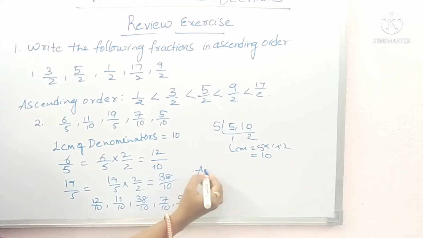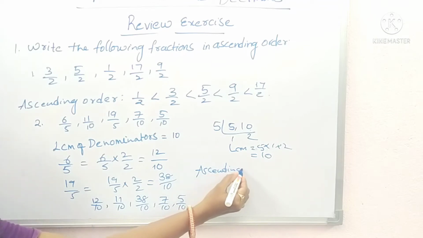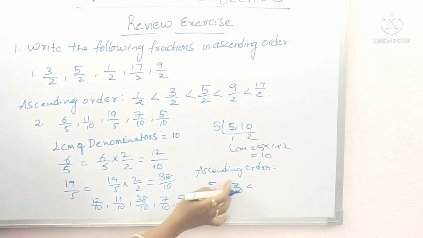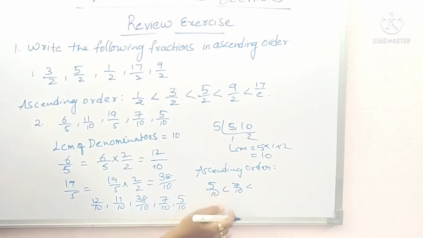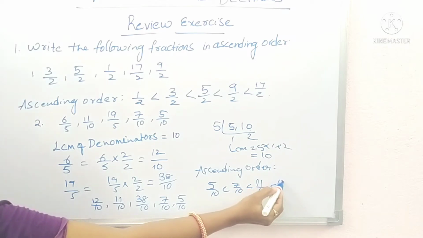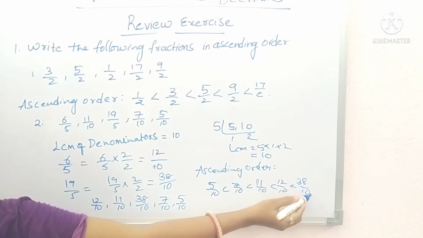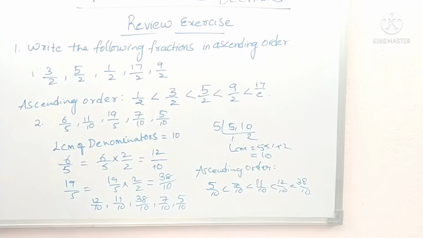Okay, so how will we write in ascending order? Now these all fractions are like fractions. That means they all have the same denominator. So now just write the numerators in ascending order. So 5 by 10, next 7 by 10, less than, otherwise you can write commas also here. 5 by 10 comma, 7 by 10 comma, like that also you can. Next 11 by 10, 12 by 10, and finally 38 by 10. So in this way we can write.